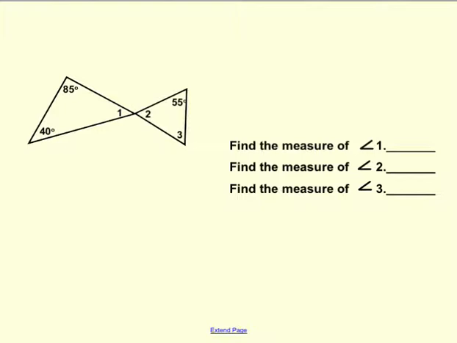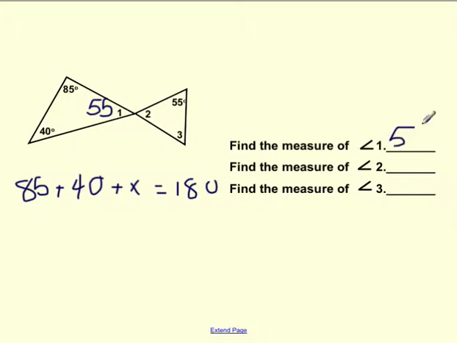Okay, next, let's take a look at this problem. The measure of angle 1 is 55 degrees. How do I know that's 55 degrees? Well, I know that 85 plus 40 plus x has to be equal to 180. Solving that for x, that's how you get 55. Here I notice that 1 and 2 are vertical angles, so 2 also has to be 55.